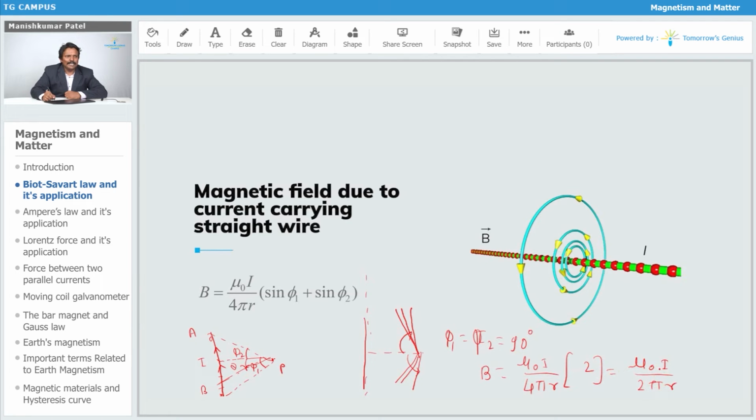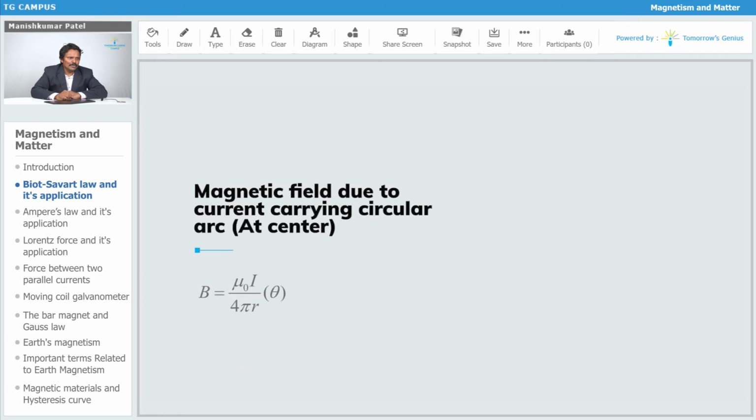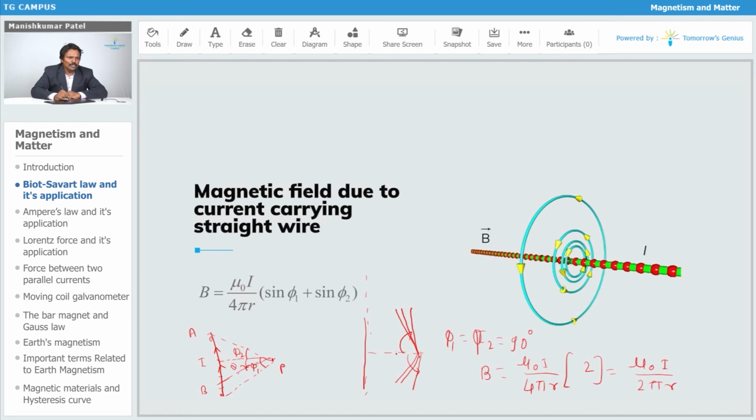So this is the expression for the magnetic field because of an infinite current carrying conductor. You can say that it is mu 0 I upon 2 pi r. So this is one of the very important cases. One more case that we can consider.